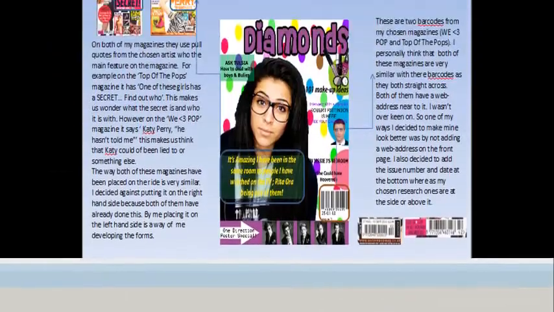The way that both of these magazines have been placed on the right side is very similar. I decided against putting it on the right side because both of them have already done this. So by placing it on the left hand side, this is a way of me developing the forms.